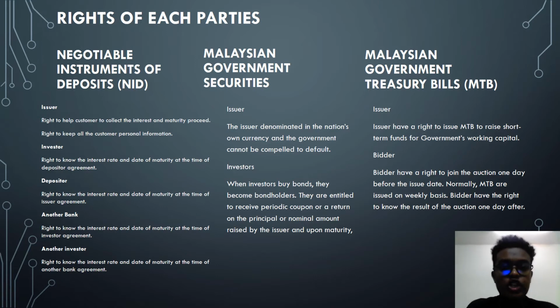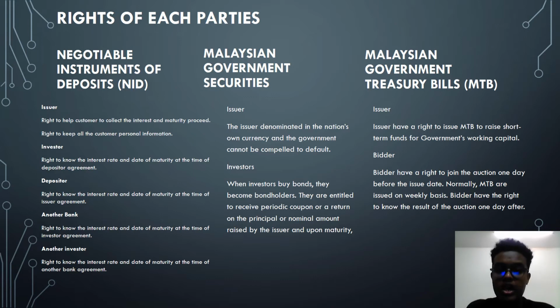In Malaysian government securities, the issuer is denominated in the nation's own currency, and the government cannot be compelled to default. When investors buy bonds, they become bondholders. They are entitled to receive periodic coupons or a return on the principal or nominal amount raised by the issuer upon maturity.